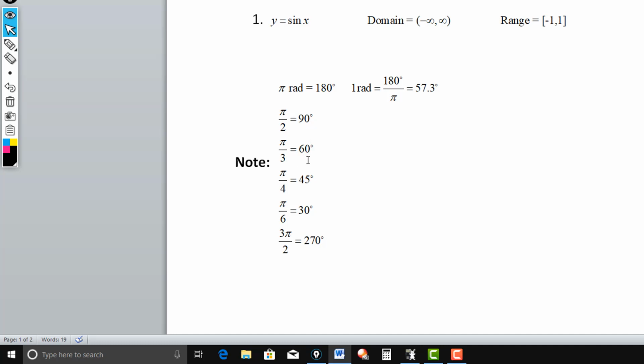Pi over 3 is 60 degrees. Pi over 4 is 45 degrees. Pi over 6 is 30 degrees. 3 pi over 2 is 270 degrees. And of course 2 pi is 360 degrees, and so on.